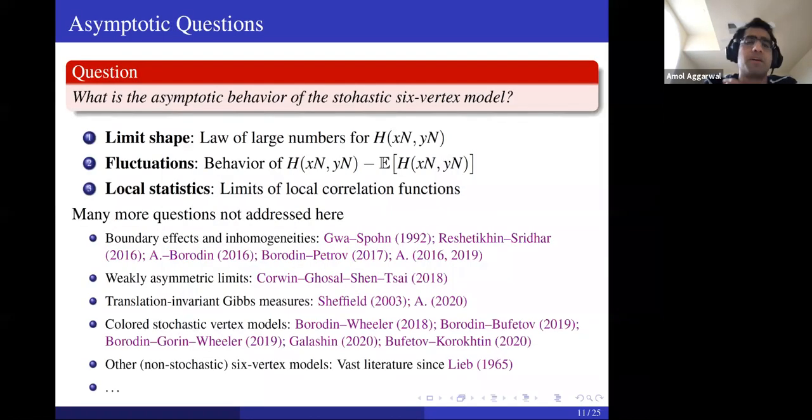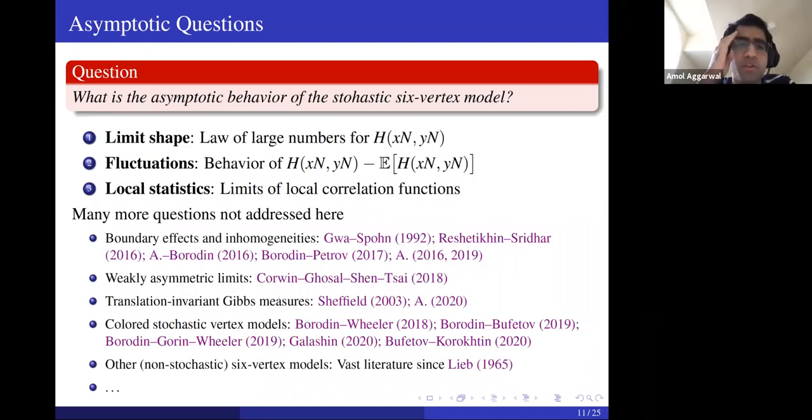height functions. Okay, so now returning to the question of what is the asymptotic behavior of the six vertex model, there are many questions that can be asked, but I'll focus on 3 of them. The first is a limit shape, which is the law of large numbers for this height function h. The second is the fluctuations of this height function. So if I look at h and I subtract away its expectation, for example, how does that behave? And the third are the local statistics, which are limits of local correlation functions. That's a little bit vague right now.